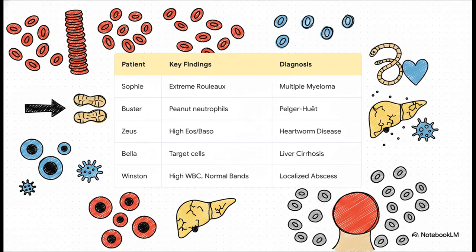Case 18, Zeus, has high eosinophils and basophils, heavily pointing to heartworm disease. Case 19, Bella, presents with jaundice and widespread target cells and echinocytes on her smear, diagnosing end-stage liver cirrhosis. Finally, Case 20, Winston. He came in with a neck bite wound and has a huge white blood cell count of 25, but it's entirely mature neutrophils with normal band levels. This just proves his marrow is easily handling a localized abscess without being overwhelmed at all.